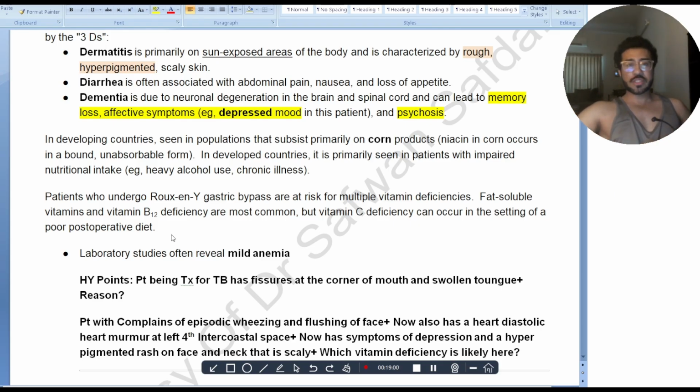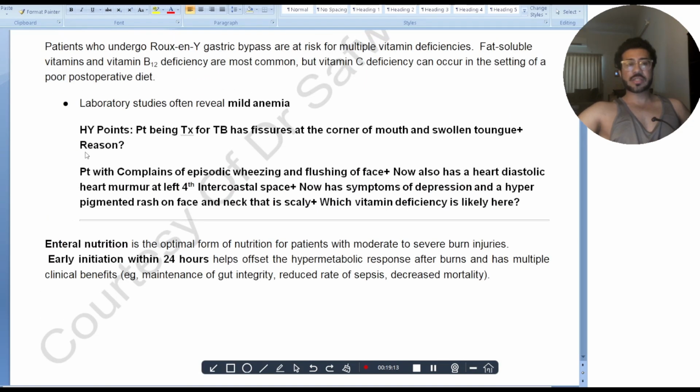So the most common ones are vitamin B12 and vitamin C deficiencies seen in gastric bypass. B12 deficiency and vitamin C. Others can also occur. So these are some high yield points. The same patient being treated for TB and has fissures around the corners of the mouth, that is pyridoxine deficiency, and the patient should receive pyridoxine supplementation along with INH, that is isoniazid.